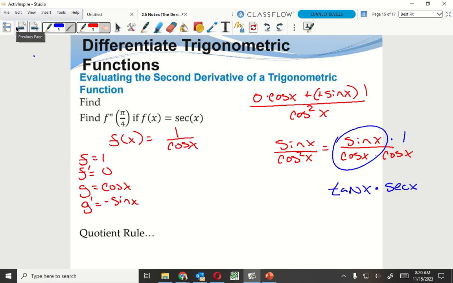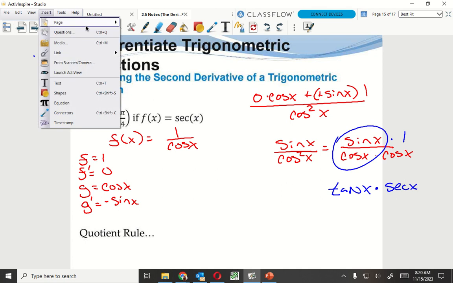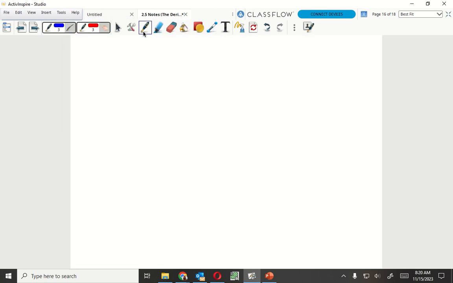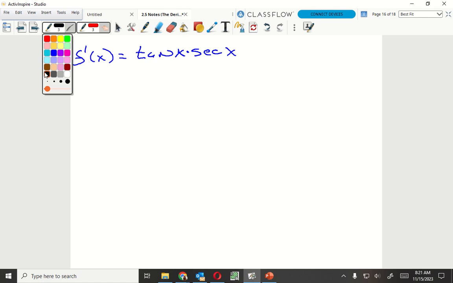All right, so there's my first derivative. So I have tangent times secant. So that means that f prime of x is tangent x secant x. What rule is this? Product rule. It's a product rule, right? Tangent times secant is a product rule. So that's going to be a product rule.